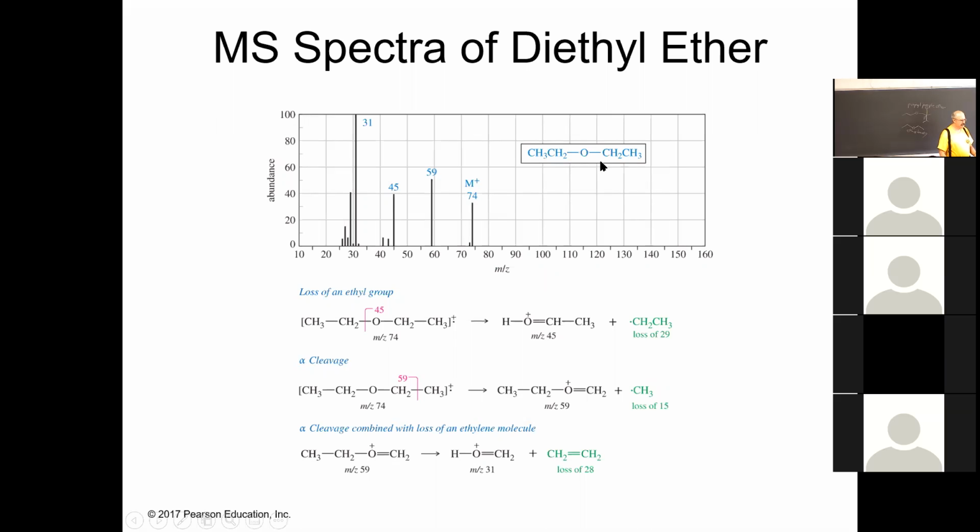Right, so here is diethyl ether. It has a molecular weight of 74. This peak at 74 represents the molecule with one electron knocked loose, so that you have a cation. Then this goes on to lose a fragment of 15 mass units. That would be a methyl group. So that's alpha cleavage.